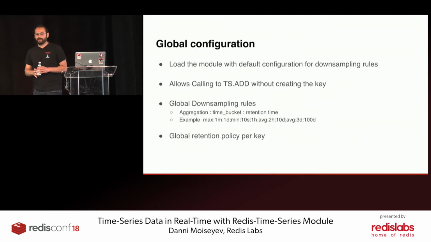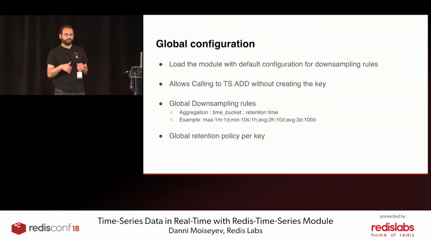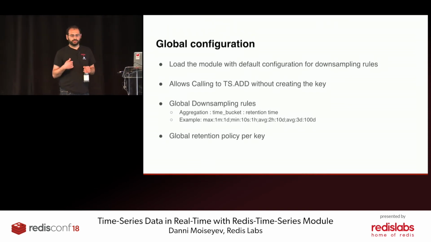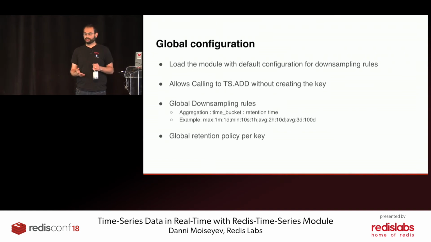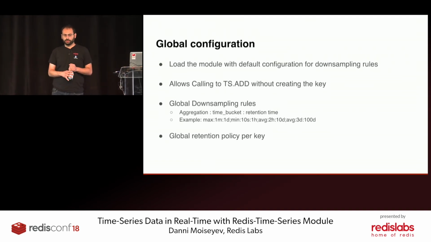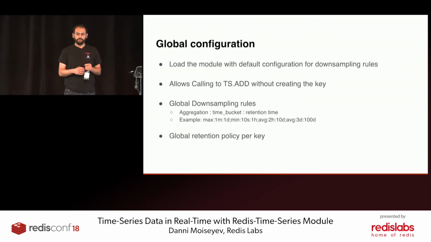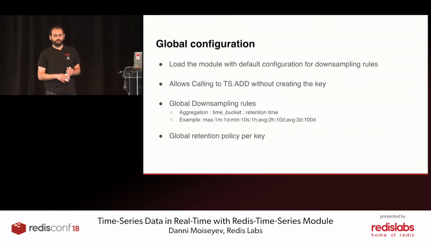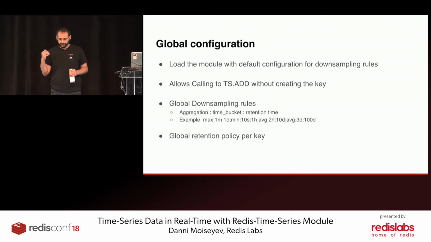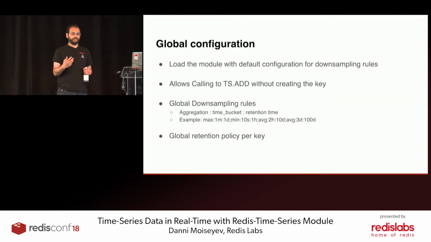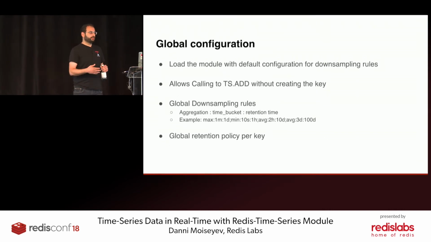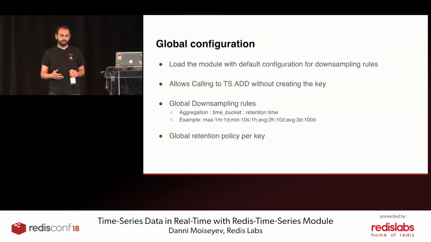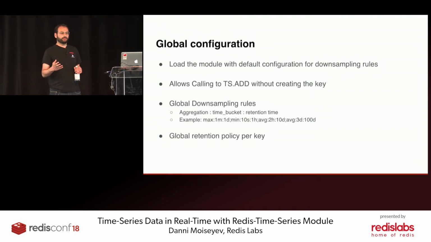As I explained, if you want to use time series, you need to create a key. But most of you will probably want to just call the TS.ADD command and create the keys automatically. The way to do it is by setting the global configuration when you load the module. You can have a default policy for downsampling rules and a default policy for retention time. The retention policy and the aggregation policy will be automatically used when you call a TS.ADD command for a key that doesn't exist. So you can have whatever policy you want for any key that you're going to ingest to.